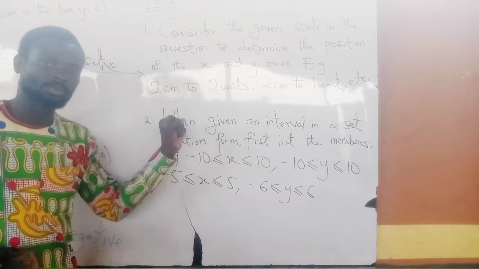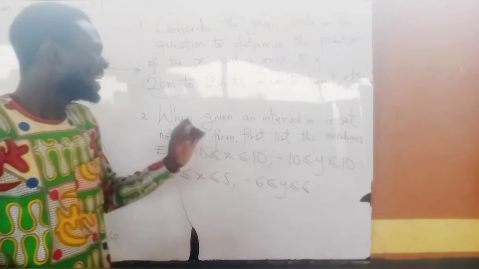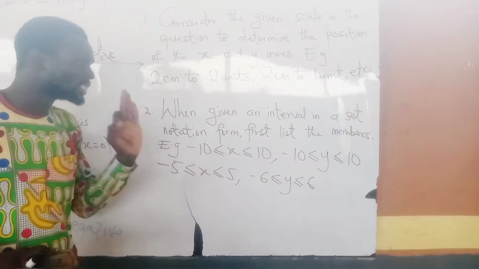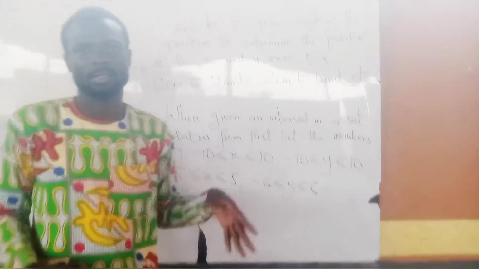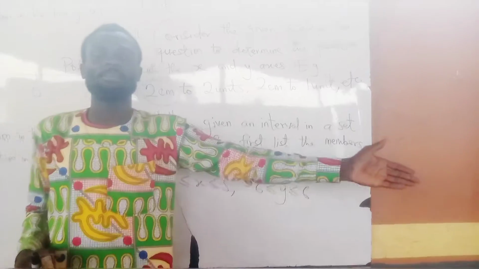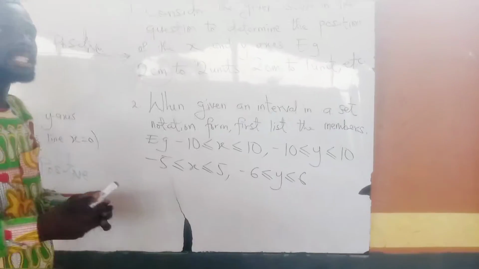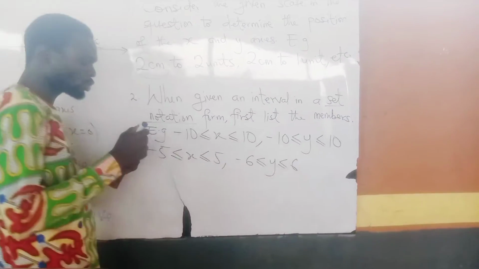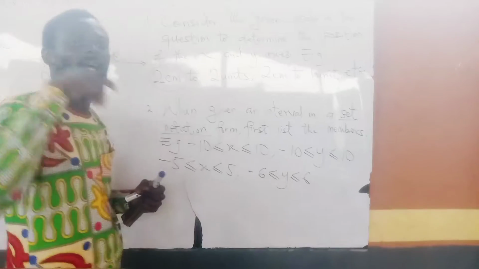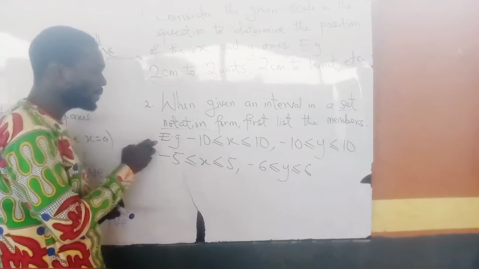Then the last one. When an interval is given in a set notation form, first list the members somewhere so that you will know the numbers we need on the graph. So, what is a set notation? Set notation is used to describe sets. And this was taught in Form 1 under sets. So you have negative 10 as an example.